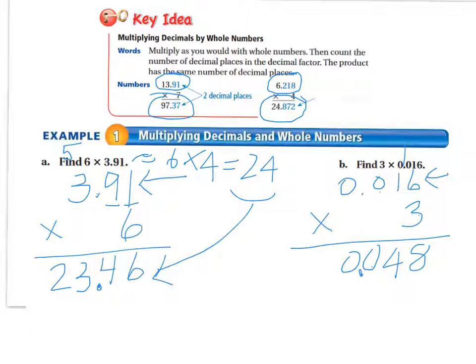Again, doing a sanity check, if I went back to estimate this original problem, my estimate would say that 3 is 3, and 0.016, that is 16 thousandths. That is very close to 0. The whole number closest to it would be 0. And 3 times 0 is 0. So my answer should be close to 0. 0.048 is 48 thousandths. That is also close to 0. So my answer is reasonable.